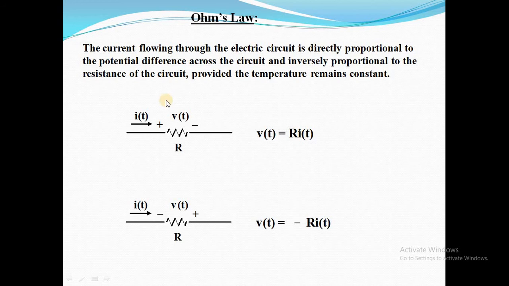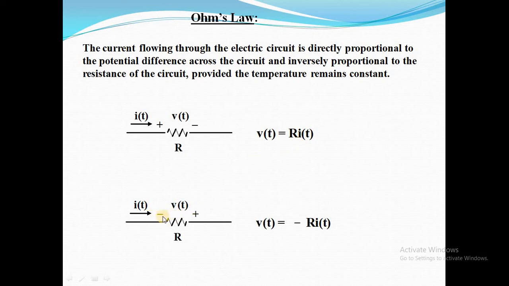So you can see here, V of t is equal to R times I of t. Current is moving in the time domain, and t is time. The temperature should be constant, otherwise this Ohm's law is not valid. So V of t is equal to R I of t.